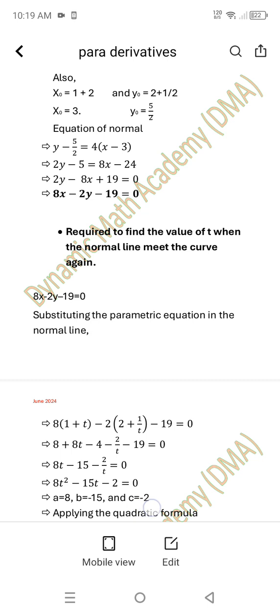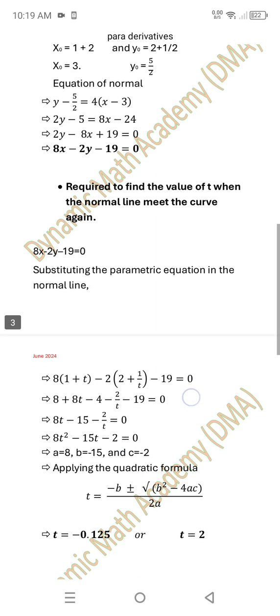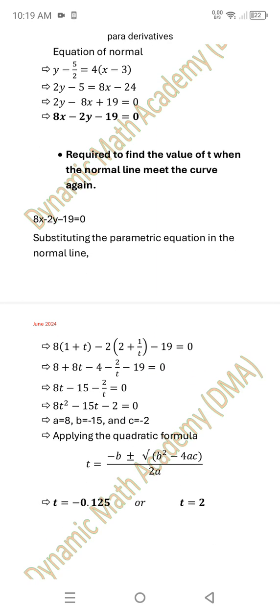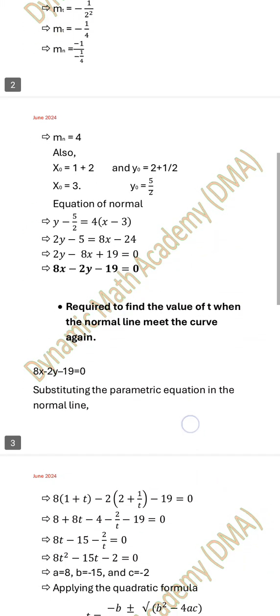So if we are applying the quadratic formula, we're going to have t equals negative b plus or minus the square root of b squared minus 4ac on 2a. So if you substitute all these values correctly, we're going to have t equals negative 0.125, or t will be equal to 2. So basically this is what we're supposed to do.